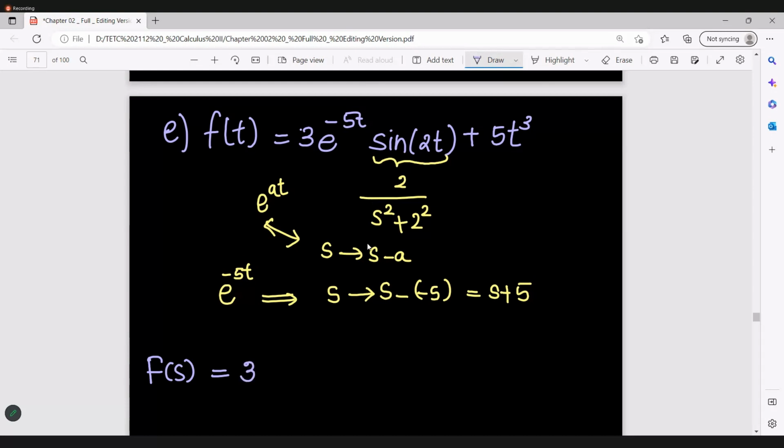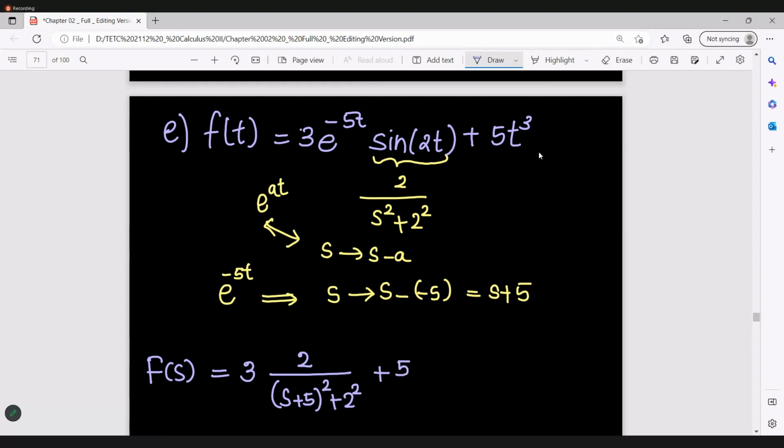Sin 2t is here, but since it is multiplied by e to the power minus 5t, we need to replace all the s in this function by s plus 5. So you will obtain the answer as 2 over (s plus 5) to the power 2 plus 2 to the power 2. Then plus 5 times t to the power 3.